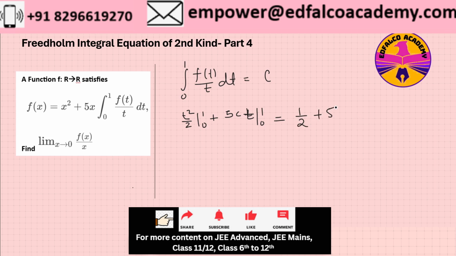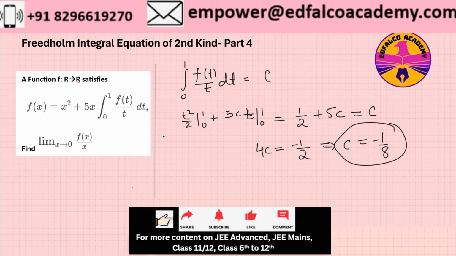Which will become simply equal to 1 by 2 plus 5c. This is the value of the integration, and we had already assumed its value to be c. So half plus 5c must be equal to c. Solving it, 4c will be equal to minus half, which means c is equal to minus 1 by 8. So we have actually got the value of the integral from 0 to 1 of f of t by t dt, which is minus 1 upon 8.